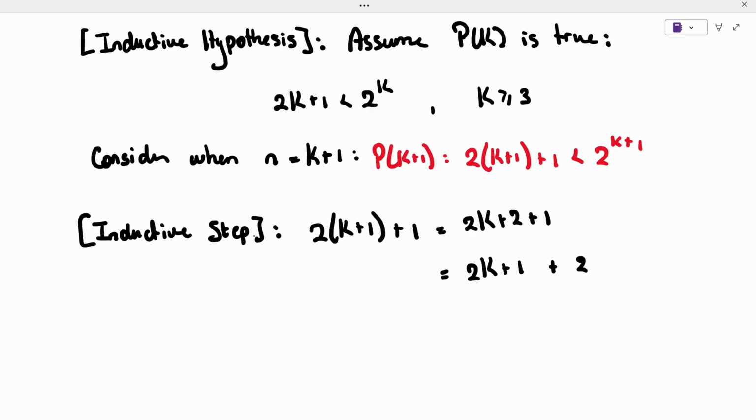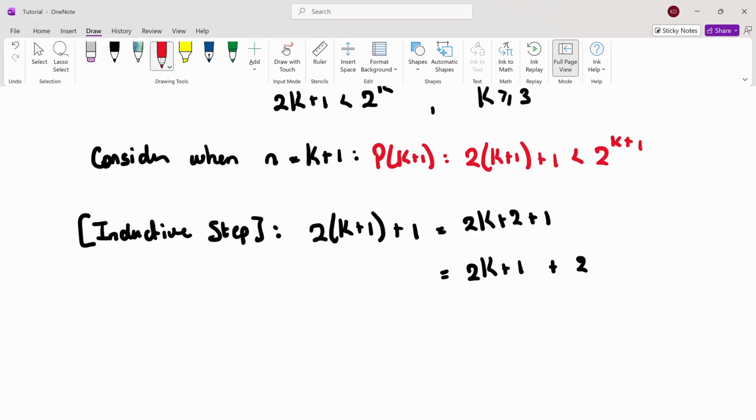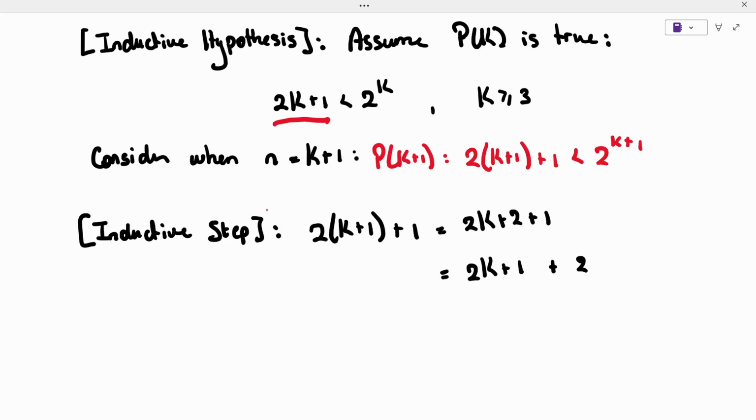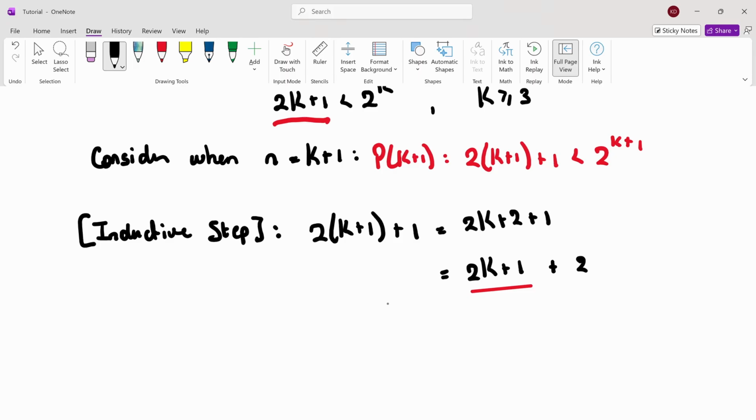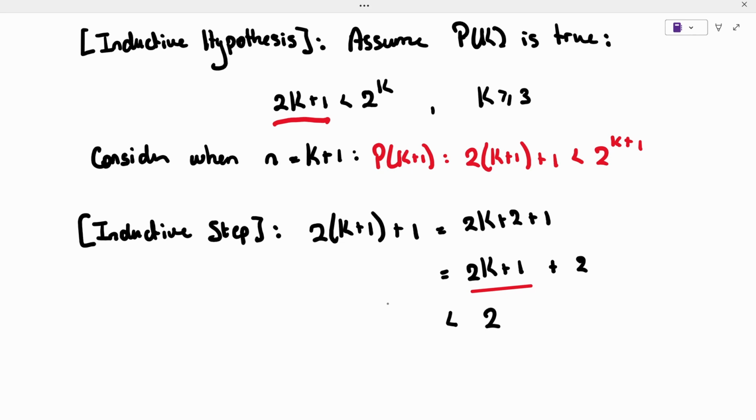So why did I do that? Well, if you look at the inductive hypothesis, our inductive hypothesis says 2k + 1 is less than 2^k. And look, I have 2k + 1 here. So that means I could just substitute this into the equation. 2k + 1 is less than 2^k. So 2k + 1 + 2 must be less than 2^k + 2. Right? And this comes from our inductive hypothesis.